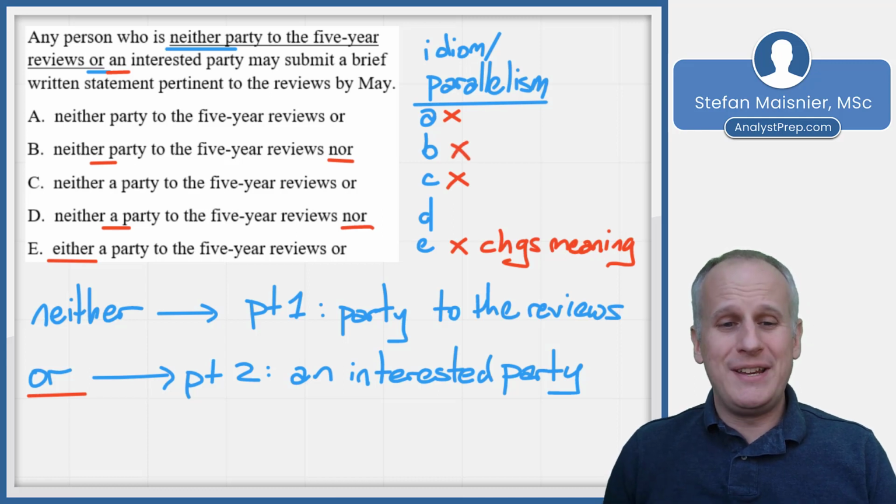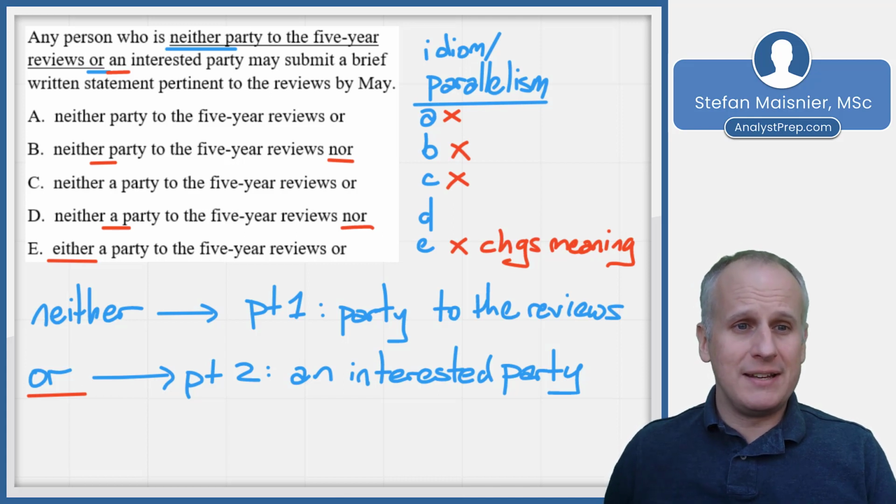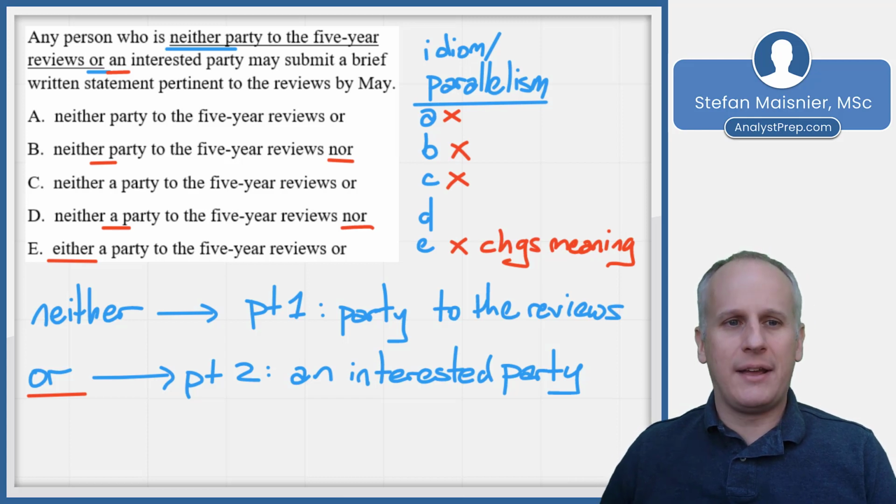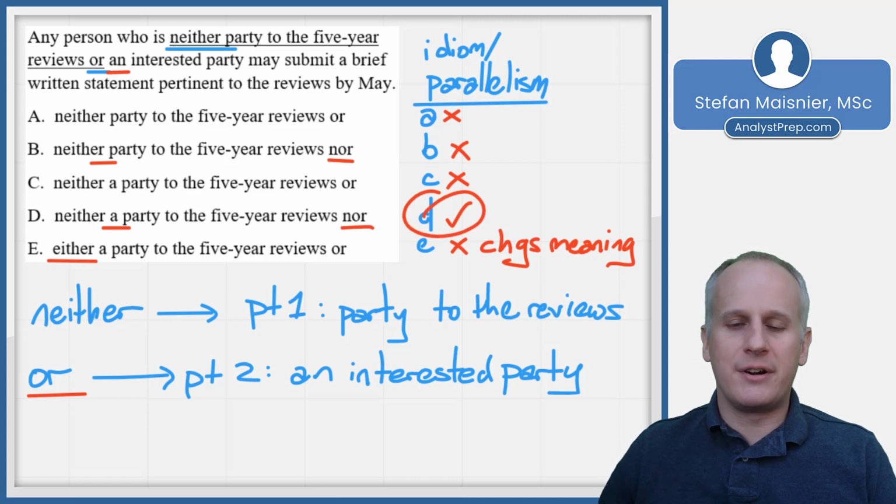As always, we read the sentence with our choice to confirm it captures the intended meaning. Any person who is neither a party to the 5-year reviews nor an interested party may submit a brief written statement pertinent to the reviews by May. That captures the intent of the original, uses the proper idiom, and changes it to "neither a this nor an or a that" as a proper parallel structure. So D is our correct answer here.